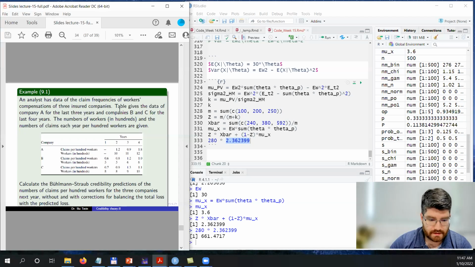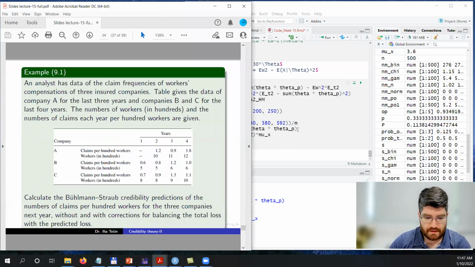An analyst has data of the claim frequencies of workers' compensations of 3 insurance companies. So we have these values. Let me make it larger in order for you to get the idea. So we have to calculate the Bowman-Straub credibility predictions of the numbers of claims per 100 workers for 3 companies next year. Okay. So first of all, we will need to get the idea what are the total exposures of each of the companies, and these are the 10, 11, and 12.